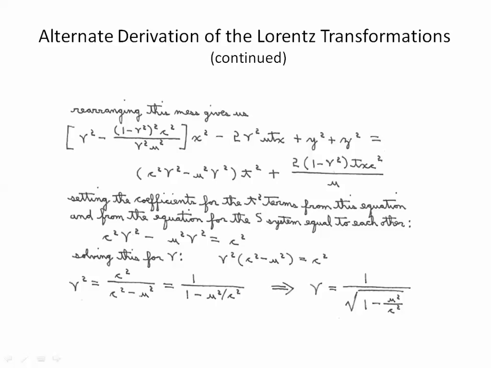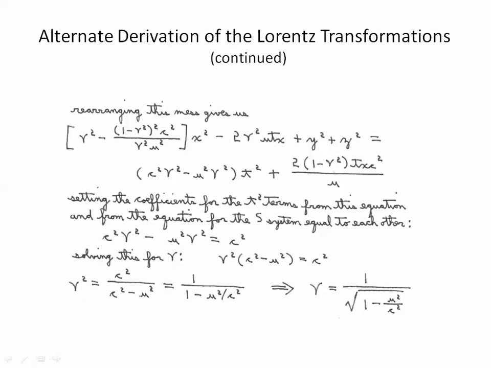What happens if you consider 4 dimensions? In our second derivation of the Lorentz transformations, we had spheres represented by the equations x squared plus y squared plus z squared equals r squared equals c squared t squared, and x prime squared plus y prime squared plus z prime squared equals r prime squared equals c squared t prime squared. We could rewrite these equations as x squared plus y squared plus z squared minus c squared t squared equals 0, and x prime squared plus y prime squared plus z prime squared minus c squared t prime squared equals 0.